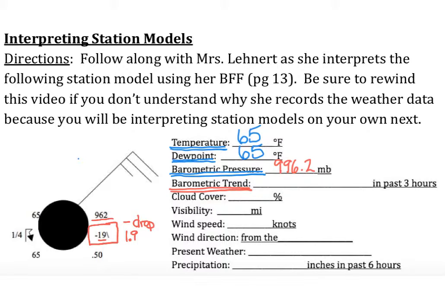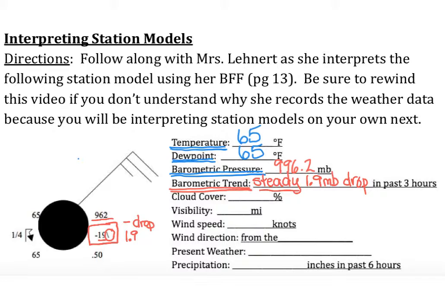So we would say that this has been a steady 1.9 millibar drop in the past 3 hours. We say steady because this little symbol here, that little slash mark, just means that it's a steady drop, meaning in the past 3 hours, it's been steadily dropping. It hasn't just dropped in the first hour and then stayed the same for the next 2 hours. It's just been steadily dropping, maybe 0.5 millibar every hour or so.